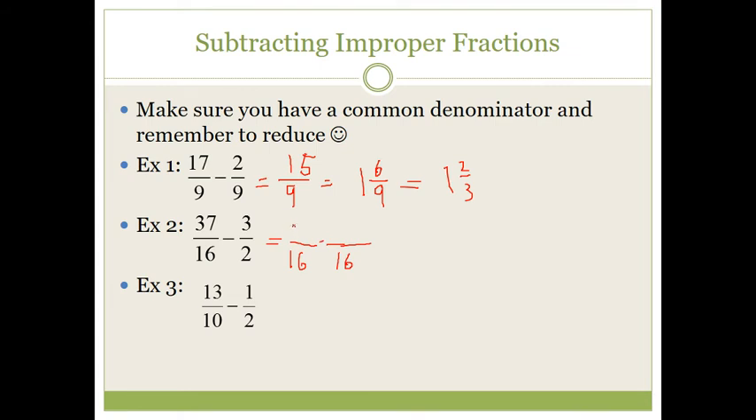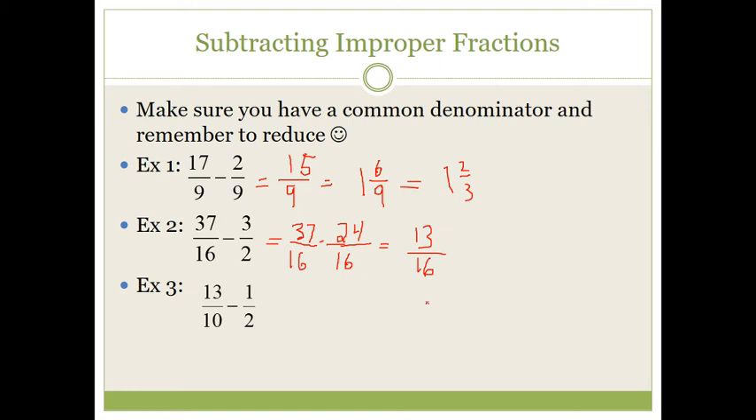So I don't have to change the first fraction. I'm just going to leave it as 37 over 16. Now, the second one, I have to ask myself, what did I have to multiply 2 by to get to 16? And the answer is 8. So if I multiply the denominator by 8, I have to multiply the numerator by 8, and I get 24. So now I can do the subtraction, since we have common denominators. 37 minus 24 is 13. And I carry over the denominator of 16.